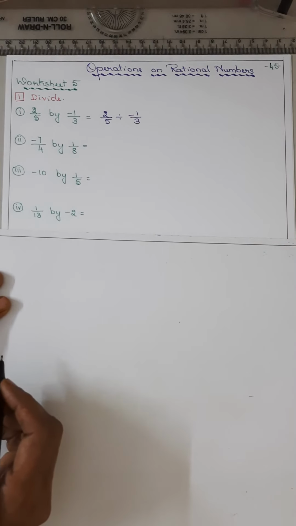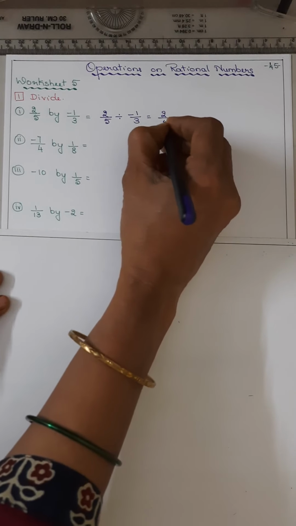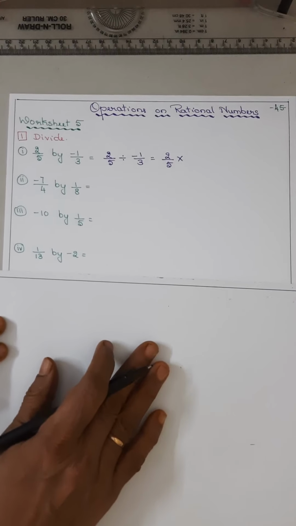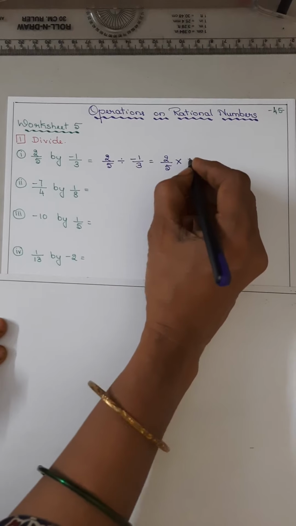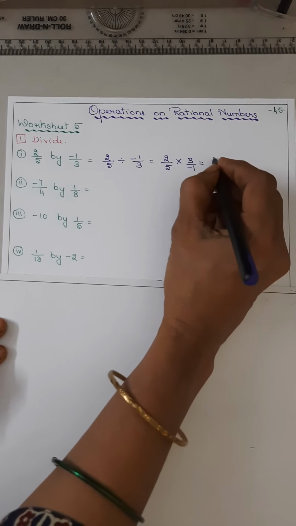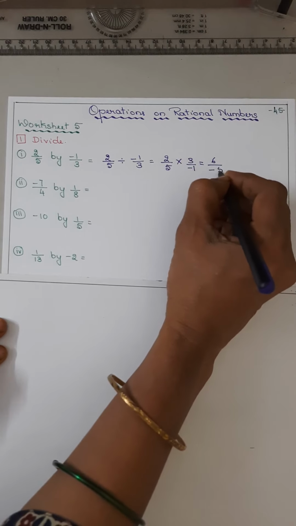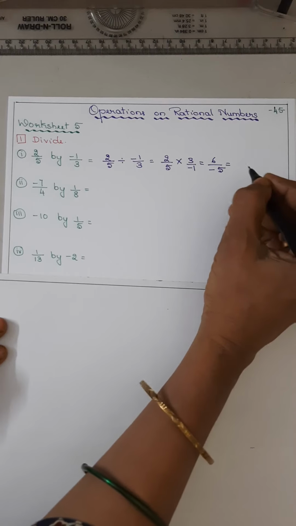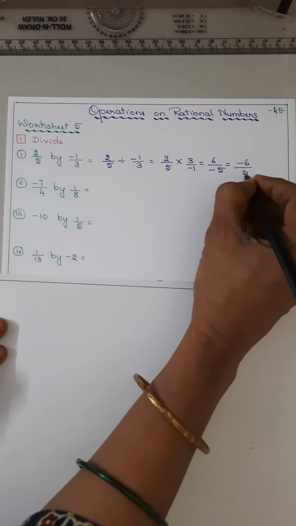First write putting the symbol. Now 2 by 5, the division sign converts to multiplication, minus 1 by 3. The reciprocal will be 3 by minus 1. 2 3s are 6 upon plus minus 5 1s are 5. But in standard form the denominator should be positive, so it becomes minus 6 by 5.